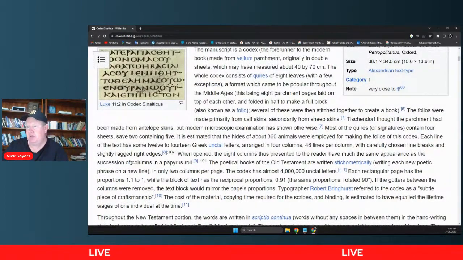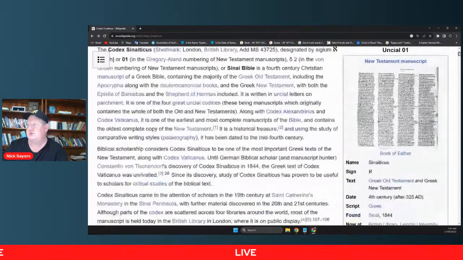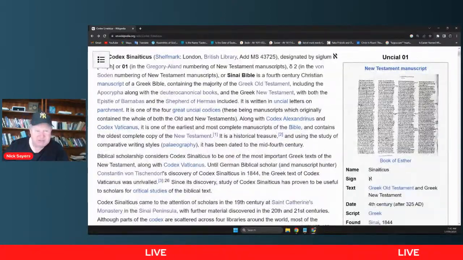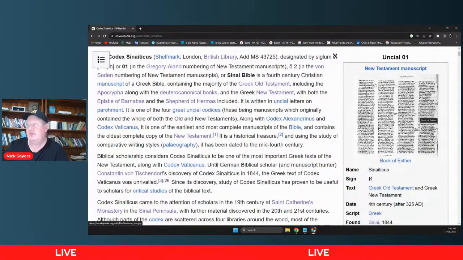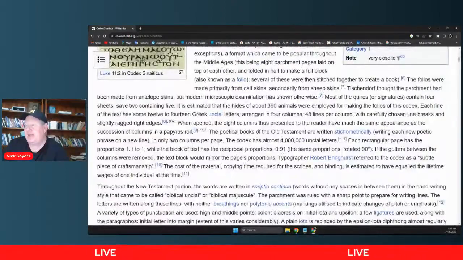Each line has some 12 to 14 uncial letters arranged in 4 columns. As we saw, that produces this type of look. We have the 4 columns, and sometimes they would get a ruler or a straight edge and create lines, and sometimes those lines would be rubbed out later on. Sometimes they're still there, but that's how they did it.